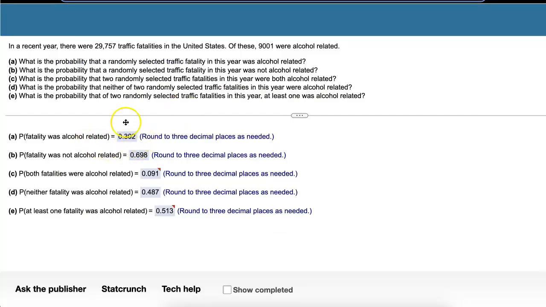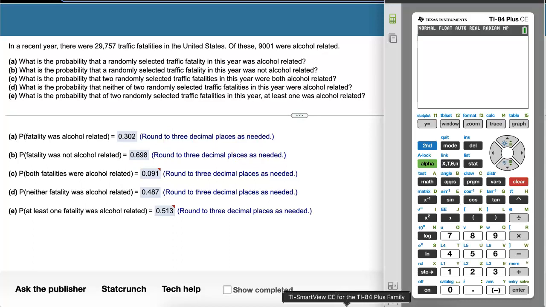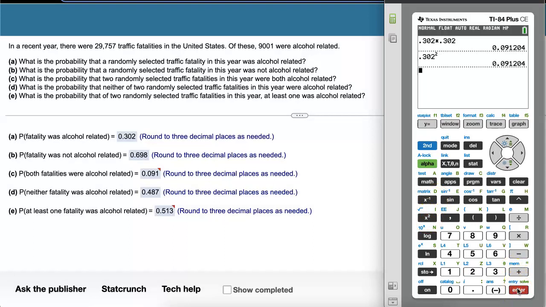So I now come back to part A. This was the probability that a fatality is alcohol related. I'm going to multiply that by the probability the fatality was alcohol related. Whenever I do that on my calculator, it can look like this, because I'm multiplying that probability by itself. Or, as a shortcut, because you are multiplying that probability by itself, you could square it and end up with this. So either way, once we round to 3 decimal places, we get the same value that we're looking for here in part C.